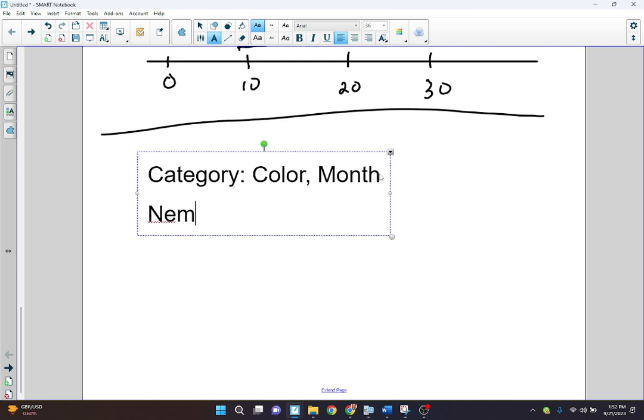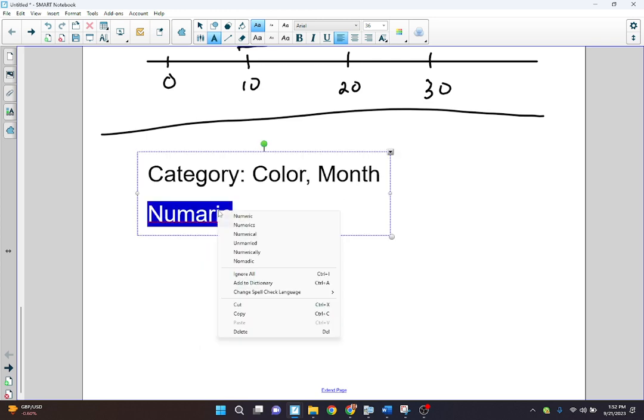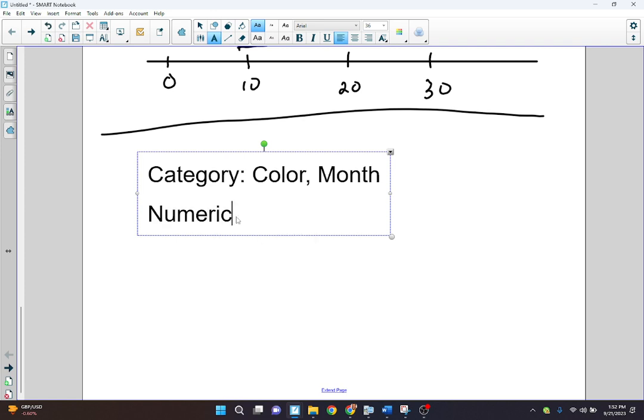There is numeric, and numeric has two parts to it. I forgot the word we use, where it could continue and not continue. Distinct.